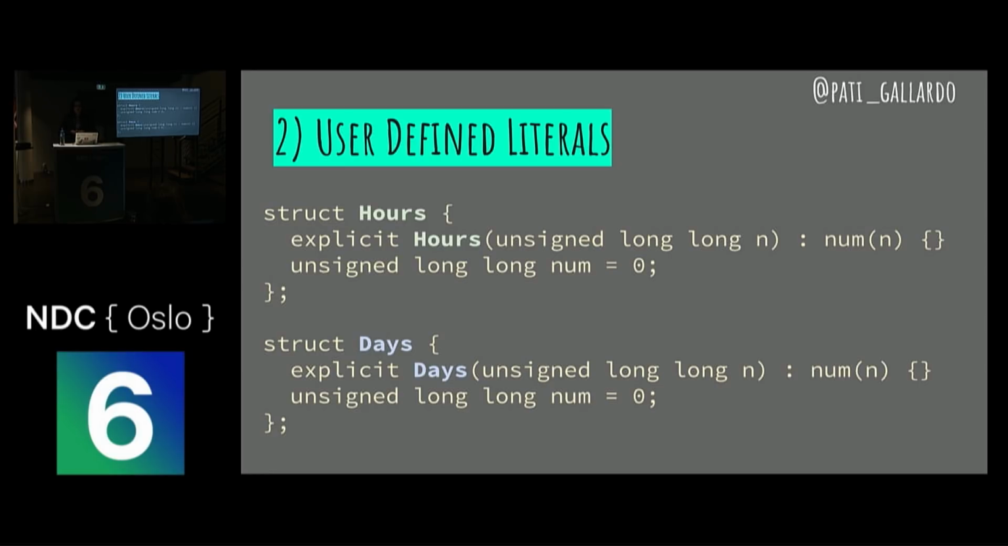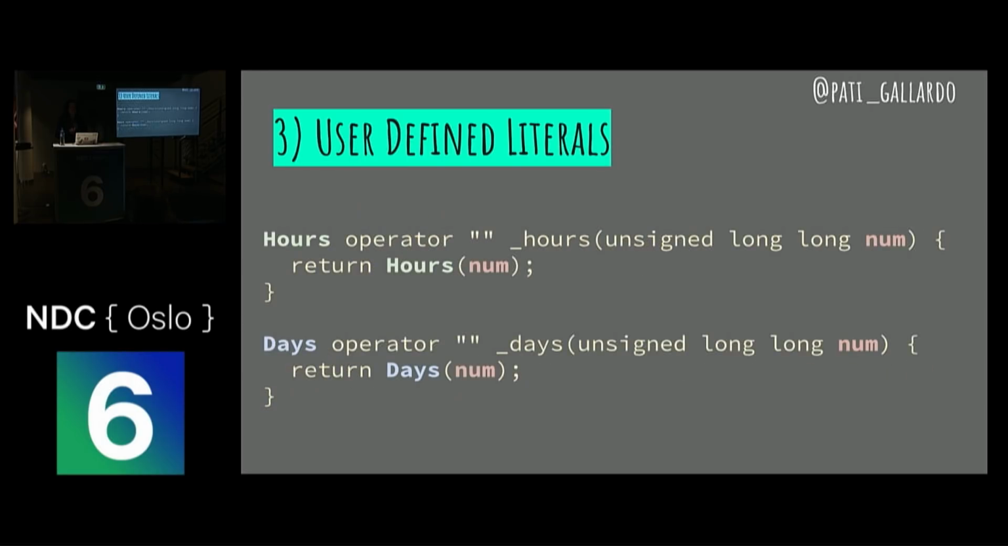So how you make a user-defined literal is that you make a struct. So these are two structs. They have an unsigned long num. And then they have this explicit constructor that sets the num. It's not very special. And then you make this quote operator, which gives you the suffix, so it's like 24_hours. So this is how you make it. And it will make an hours object, and the other one will make a days object.